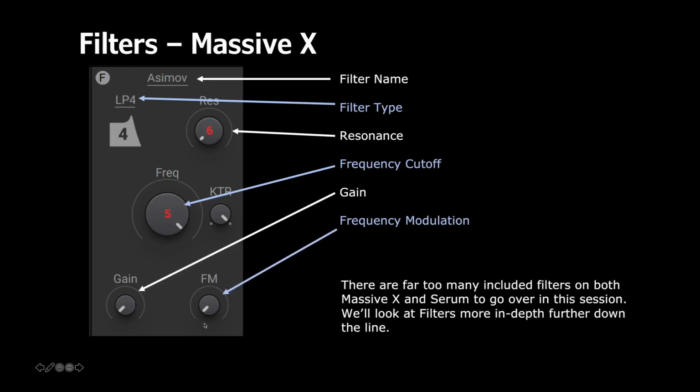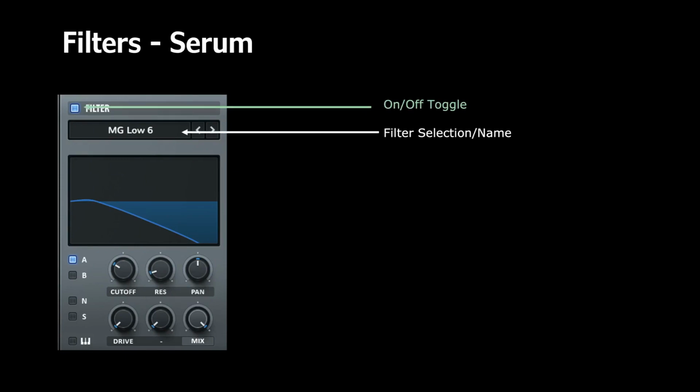So yes, as I said, there are far too many included filters on both Massive X and Serum to go over just in this session alone, and we will be looking at filters a little bit more in depth a bit further down the line. So if we have a look at Serum here, again, you have your on and off toggle there represented by the blue square, your filter selection and name, so this is where you would change your filter, and here's your visual graph. So it gives a nice visual representation.